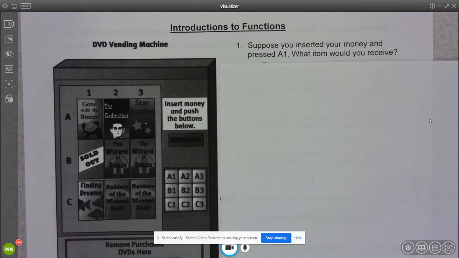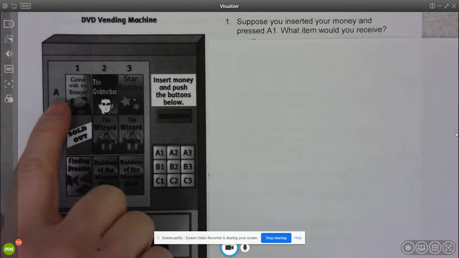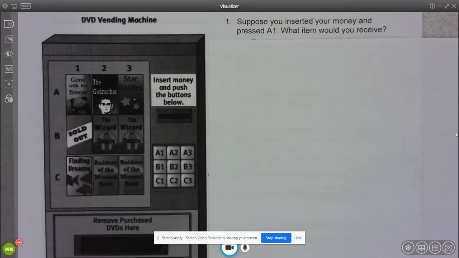All right, so this will be our first lesson for Math 1, and we are going to start talking about functions. So we have this DVD vending machine here, and the first question we've been asked is if we push A1, what are we going to get? Well, A1, looking here, corresponds with Gone with the Breeze.